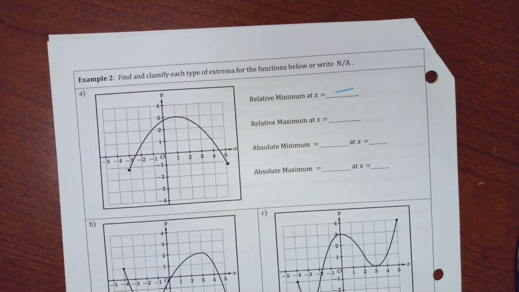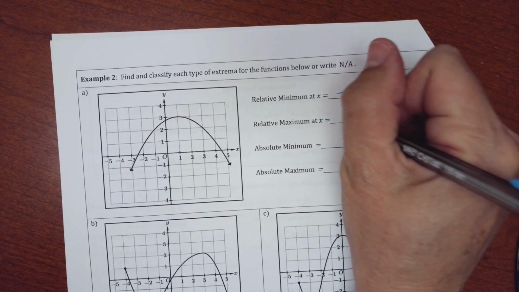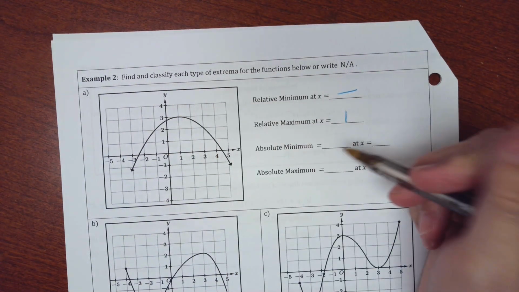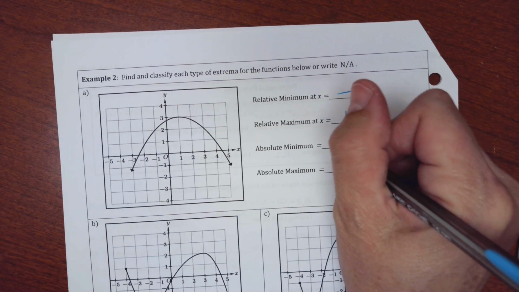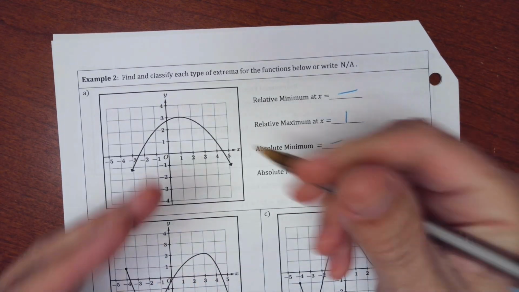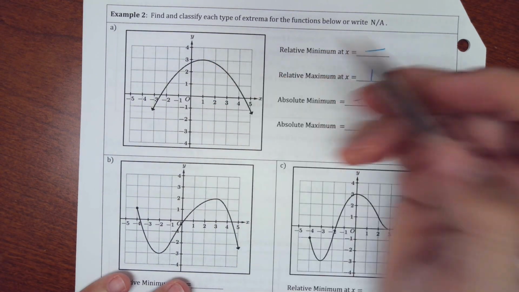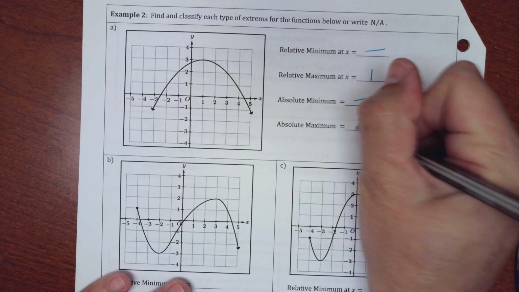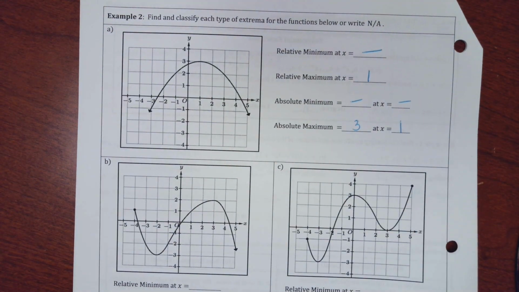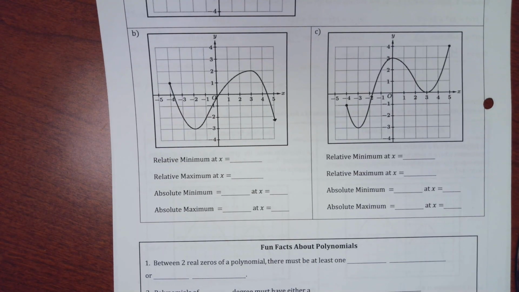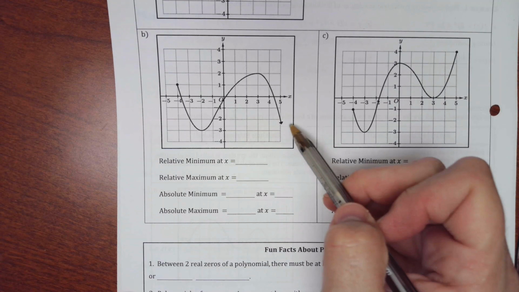Relative maximum happens at x equals 1, right here. All right, absolute minimum. There aren't any because this graph goes down forever. Absolute maximum, this is also the highest on the whole graph, so it is a value of 3, happens at x equals 1. Okay.